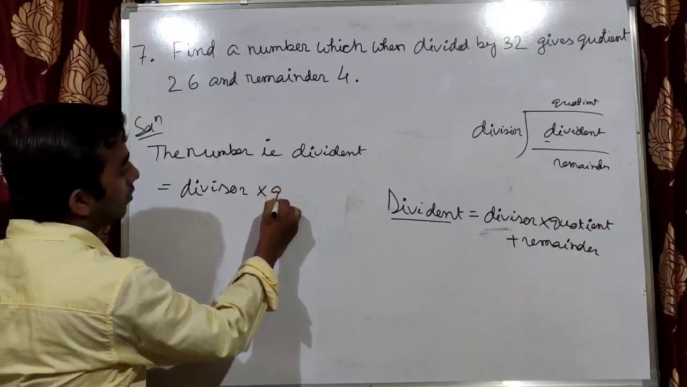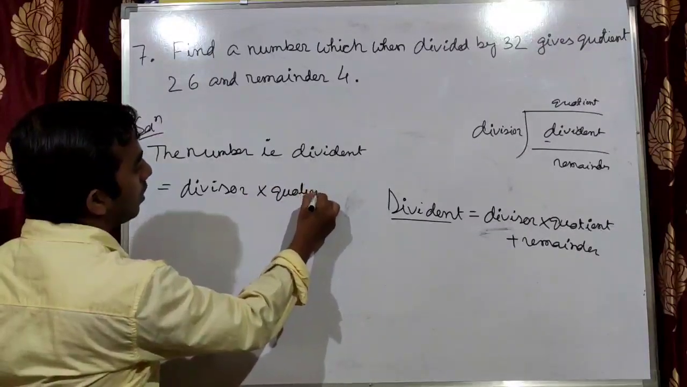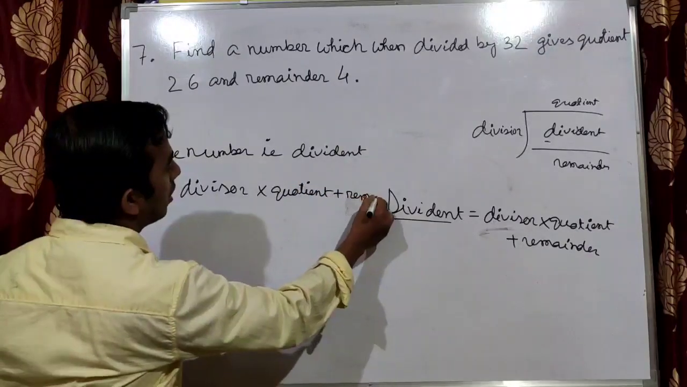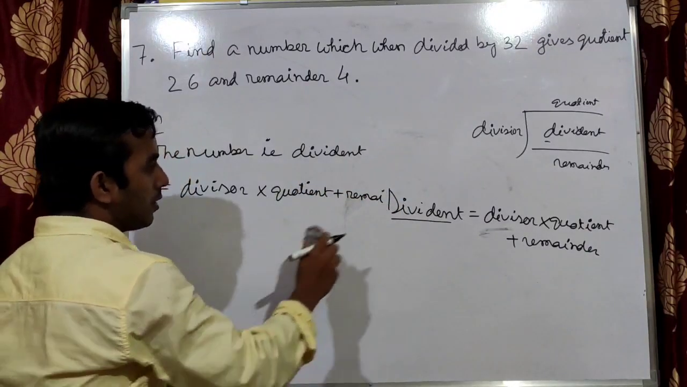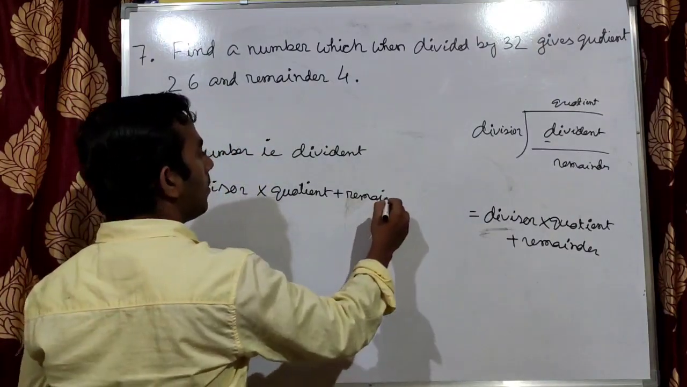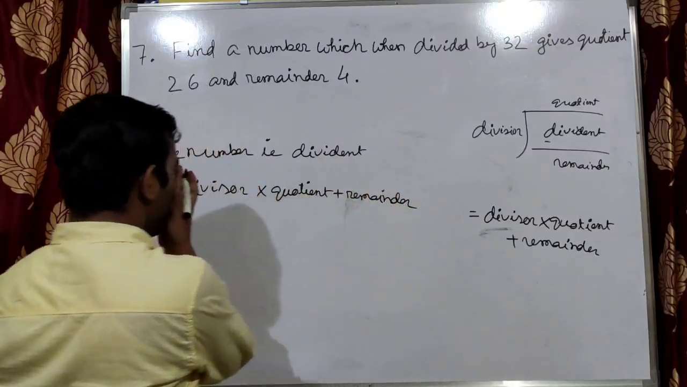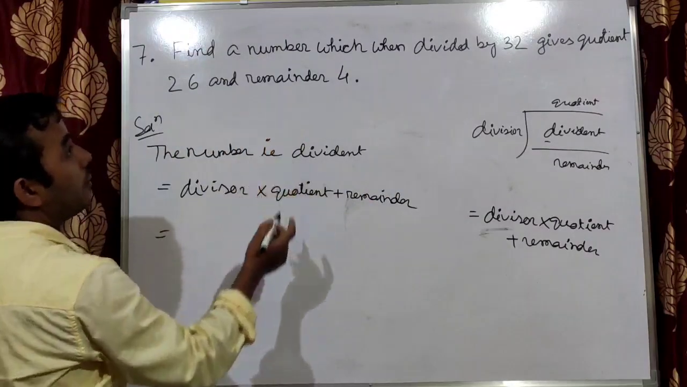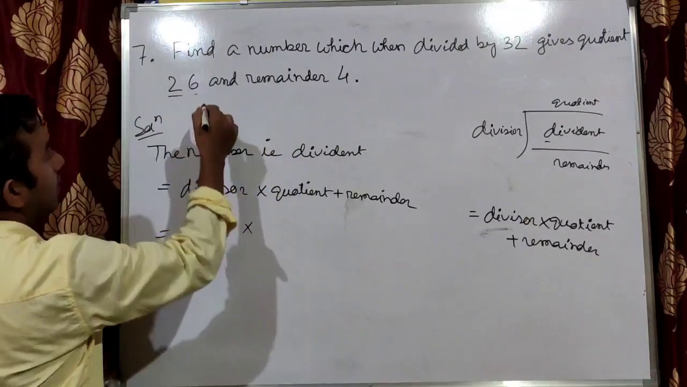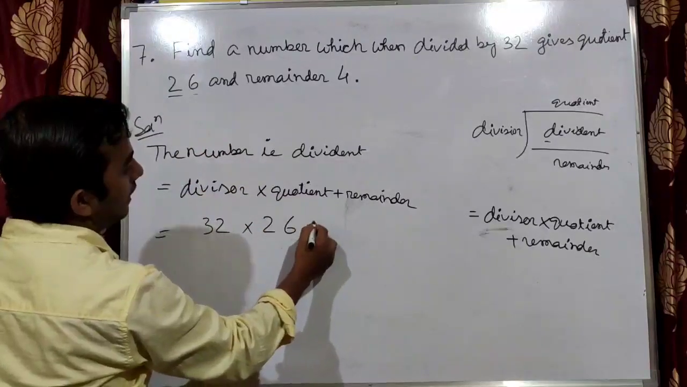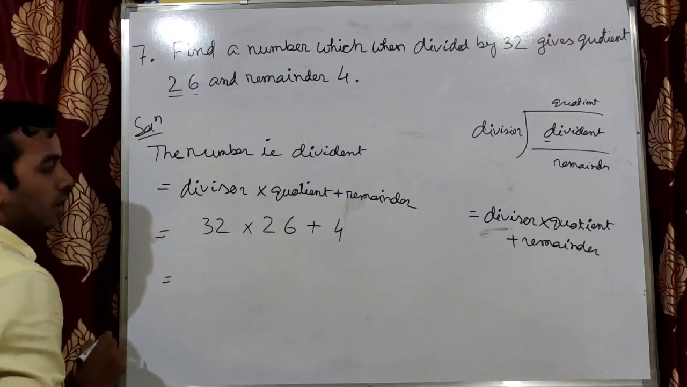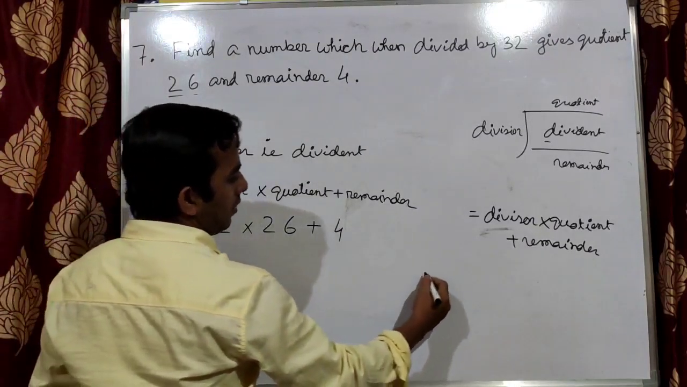Dividend equals divisor into quotient plus remainder. So our divisor is 32, the quotient is 26, and the remainder is 4. So first of all, let us multiply 32 with 26.